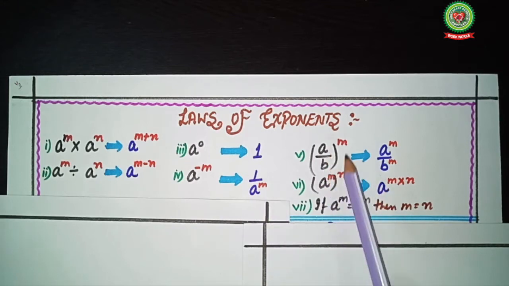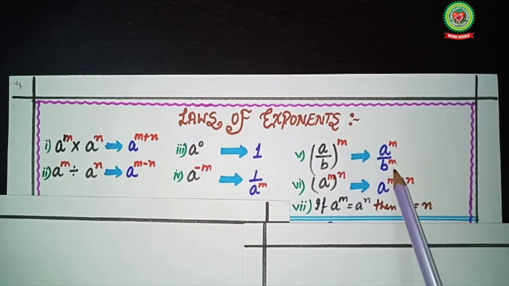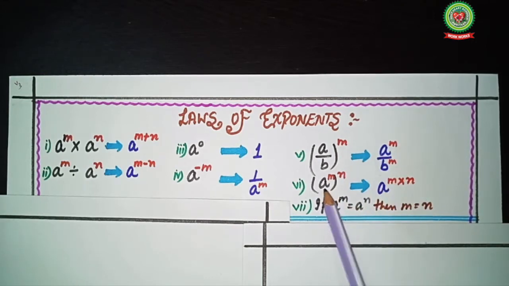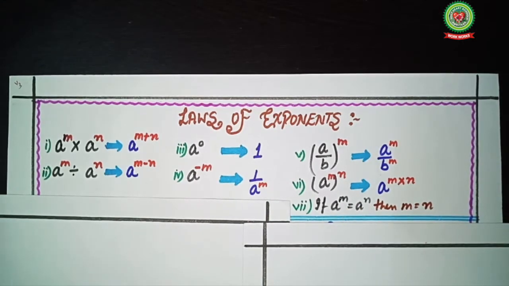(a upon b) whole bracket raised to power m is equal to a raised to power m upon b raised to power m. (a raised to power m) whole raised to power n will be equal to a raised to power m multiplied by n. And the last one is, if a raised to power m is equal to a raised to power n, then m is equal to n. It means that if the bases are equal, then their powers will also be equal. So let's get started with our first example.